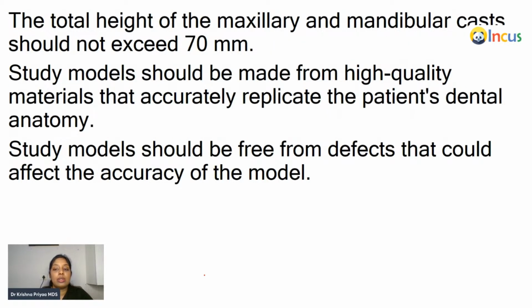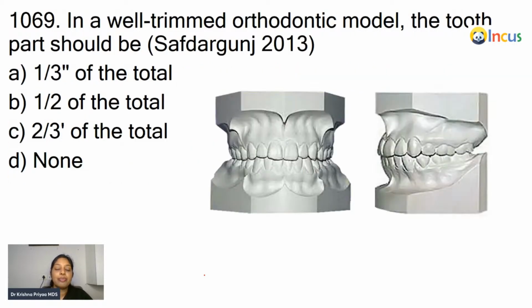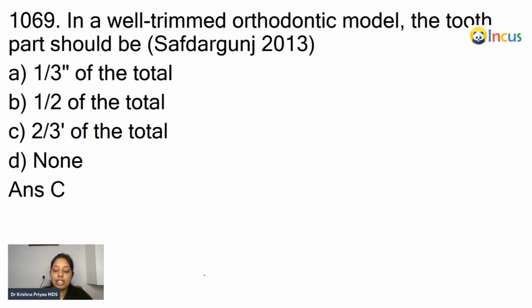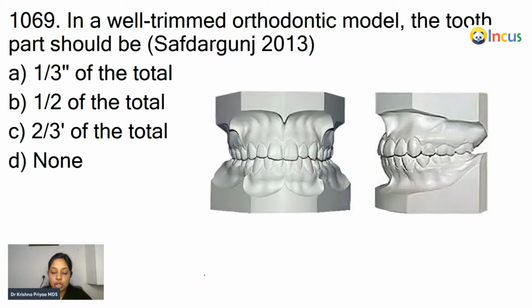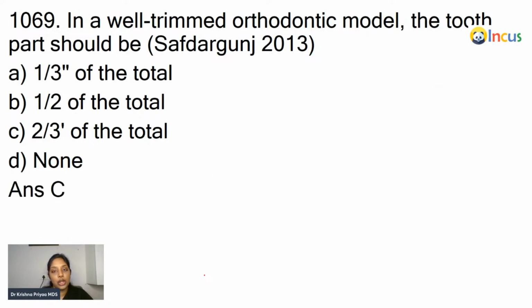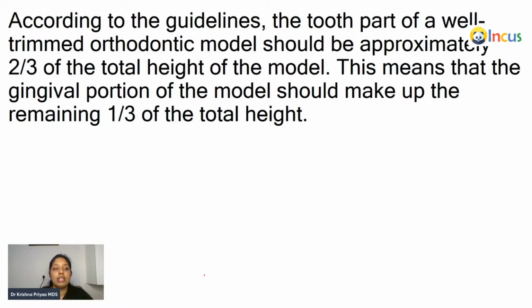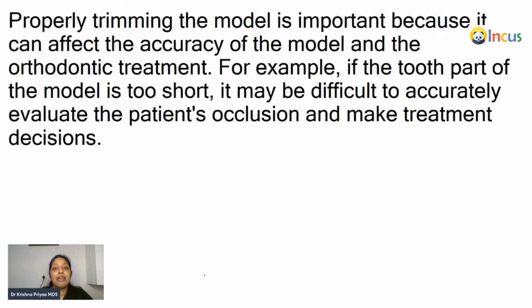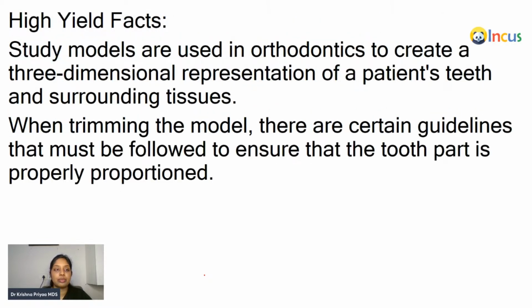They should also be free from defects that could affect the accuracy of the model. In a well-trimmed orthodontic model, the tooth part should be, as we just discussed, two-thirds of the total. As you can see from the picture, the anatomic portion constitutes the tooth part, and it is two-thirds of the total value. So we have to trim the model properly, and make sure that the maxilla and the mandible are in a particular ratio, and together the height should be around 70 mm.